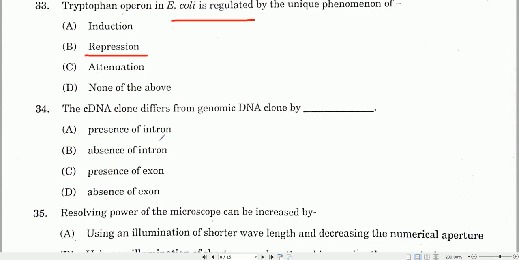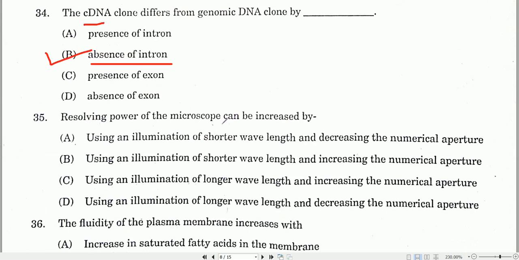So coming to question number 34. The cDNA, that will be complementary DNA clone, differs from genomic DNA or gDNA by absence of intron. So option C will be the correct one. Coming to question number 35. Resolving power of microscope can be increased by using an illumination of shorter wavelength and increasing the numerical aperture. So option B will be the correct one.